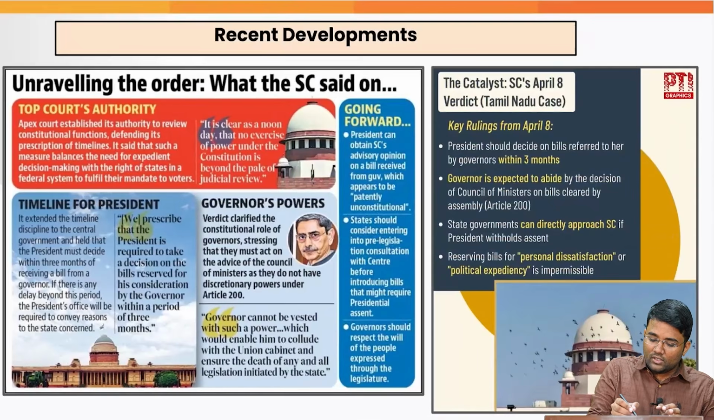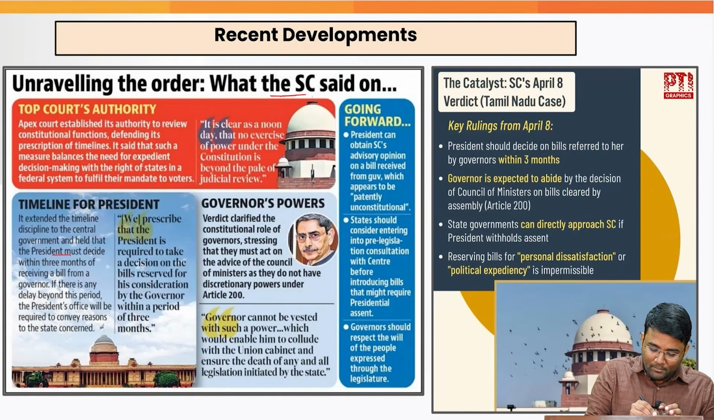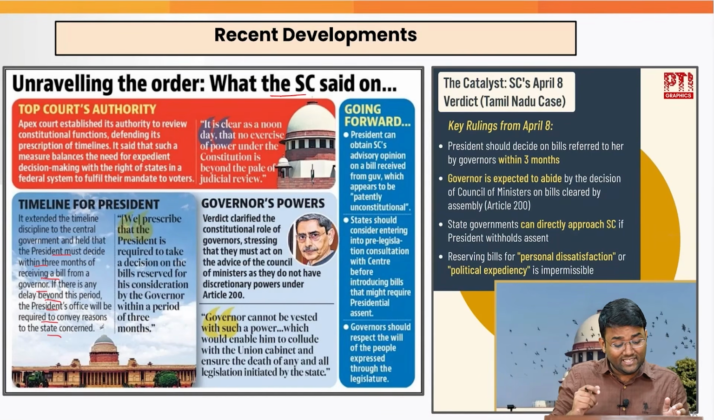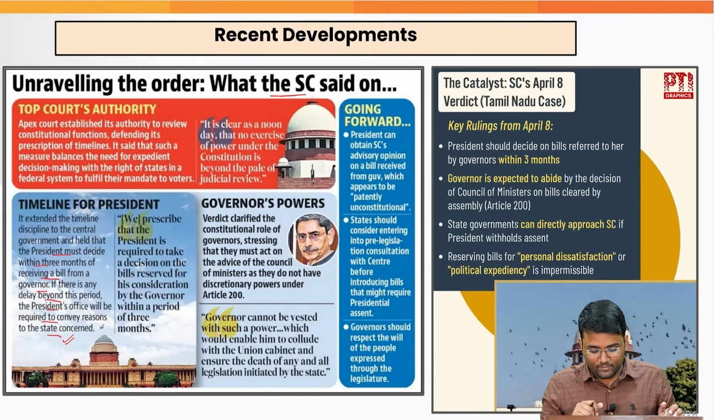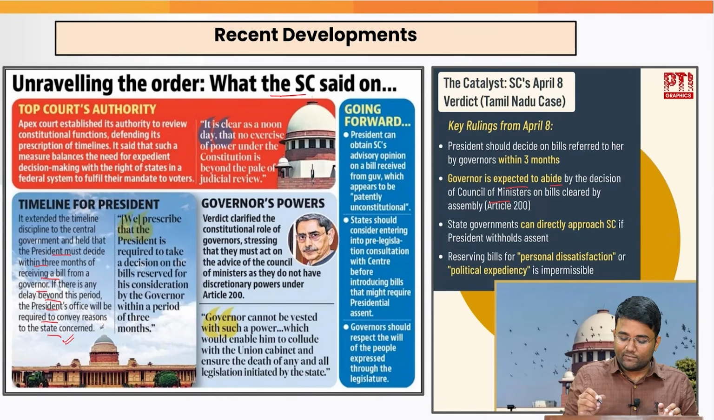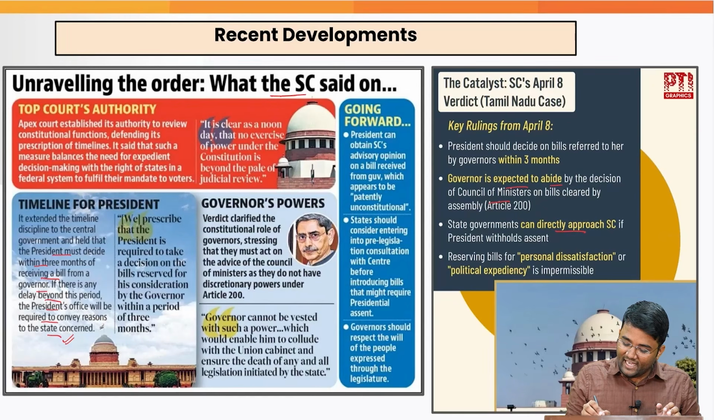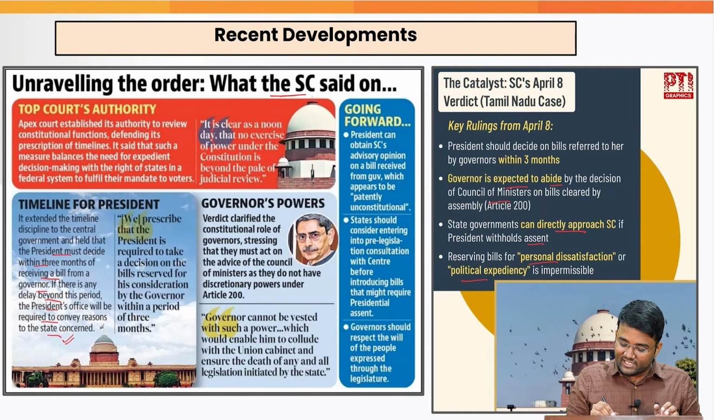Also, with regard to the decision that the Supreme Court took here, they said that the President must decide within 3 months of receiving a bill from the Governor. If there is any delay beyond this period, the President's office will be required to convey reasons to the state concerned as to why that decision was not taken. Also, the Governor is expected to abide by the decisions of the Council of Ministers on bills that are cleared by the Assembly. State governments can directly approach the Supreme Court if the President withholds assent. Reserving a bill for personal dissatisfaction or political expediency is impermissible.